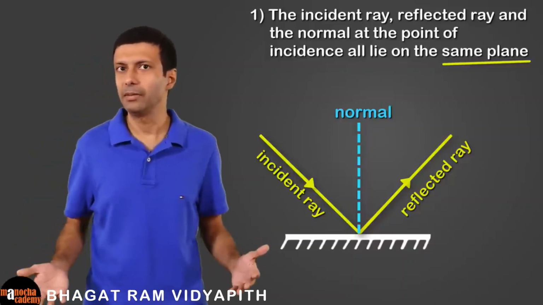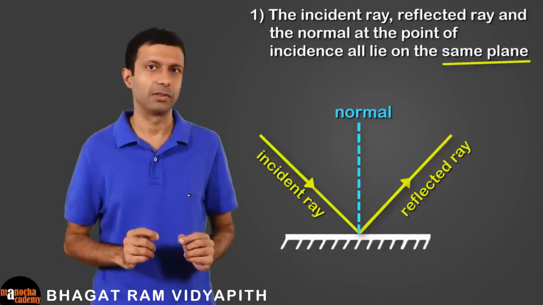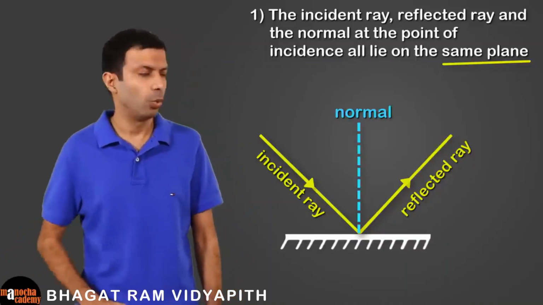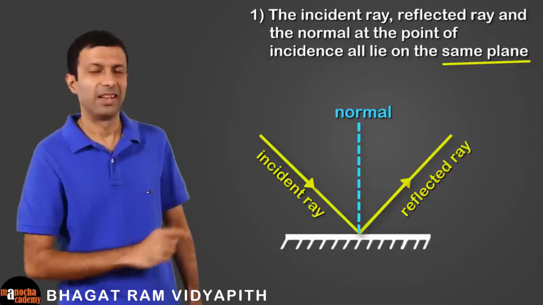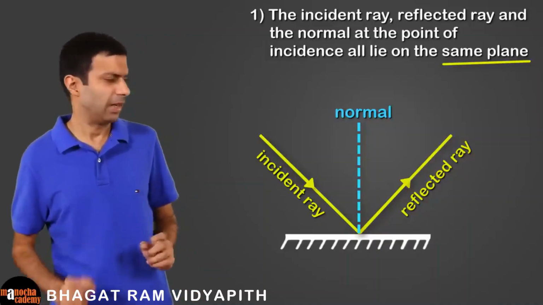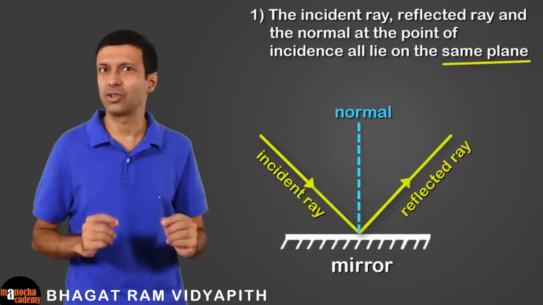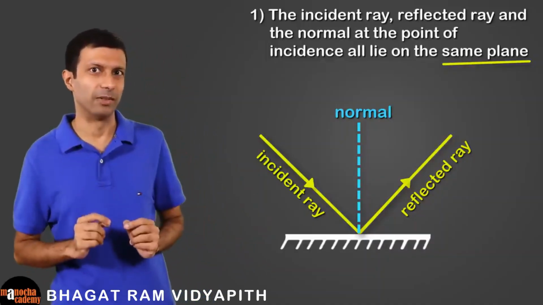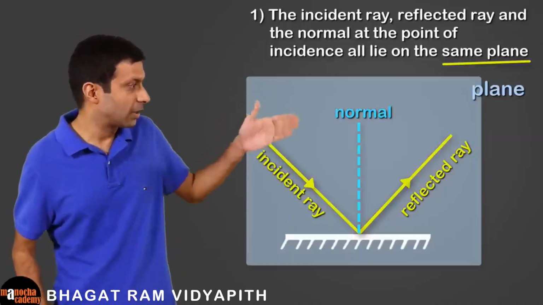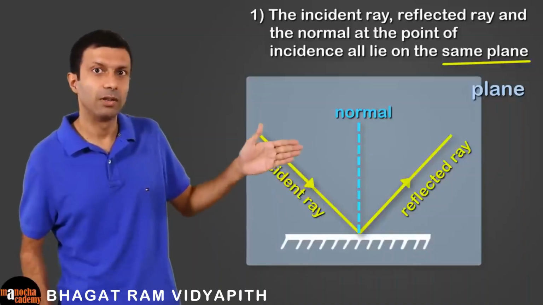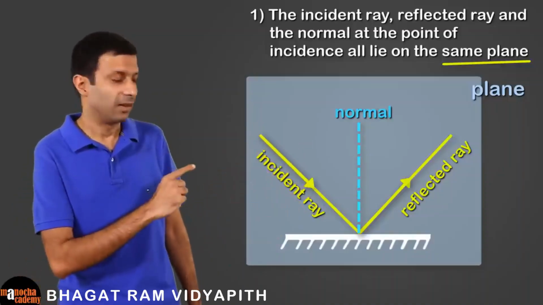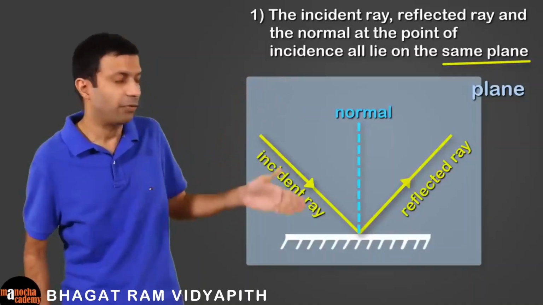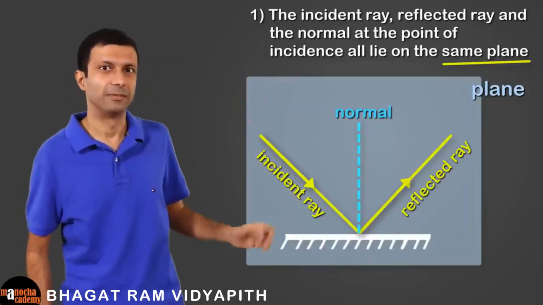Now, what does plane mean? A plane is a flat surface, just like a sheet of paper or a table surface. So, which plane are they talking about here? This is a common confusion. Is it the mirror? No, it's not the mirror. In fact, the first law doesn't even talk about the mirror. It's this flat surface that is perpendicular to the mirror. And as you can see, the incident ray, the reflected ray, and the normal are all lying on this flat surface, which is our plane here.